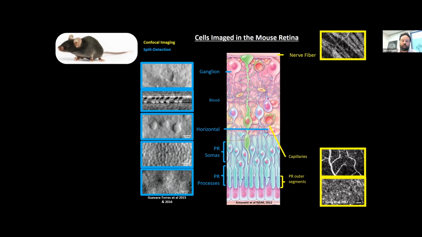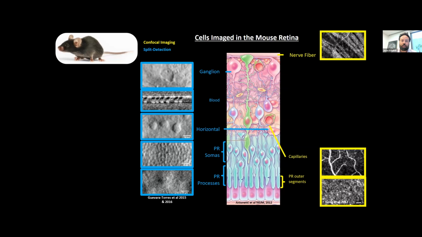This modality has really undergone dramatic changes in the number of cells that we can visualize inside the living eye. In this case, in the mouse: ganglion cells, blood cells, horizontal cells, photoreceptor somas, and of course, the distal processes of photoreceptors.